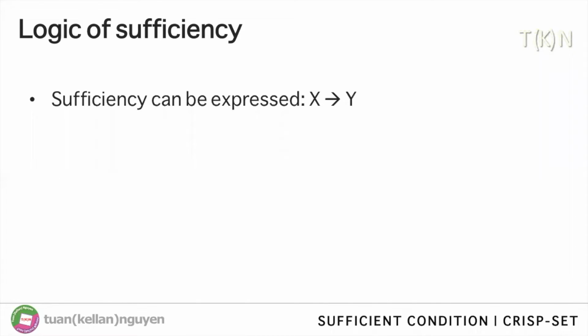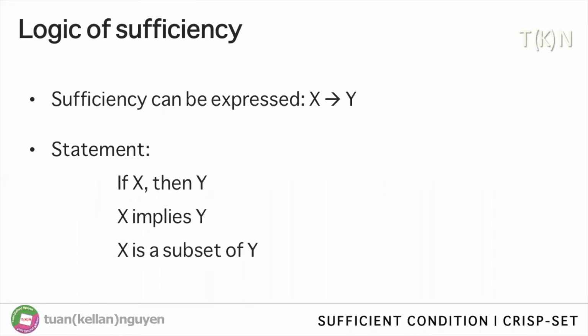Sufficiency can be expressed as the condition X, an arrow from left to right, and then the outcome Y. We can read the sufficiency statement as "if X then Y," or "X implies Y," or "X is a subset of Y." Usually, when we are analyzing sufficiency, we are analyzing subset relations.